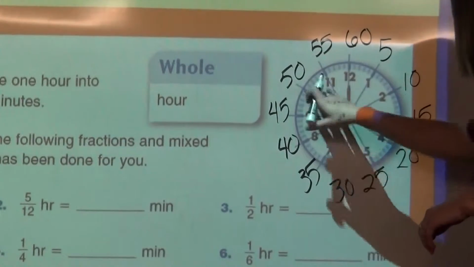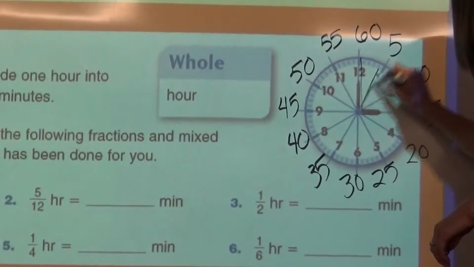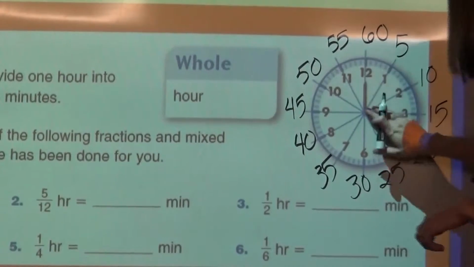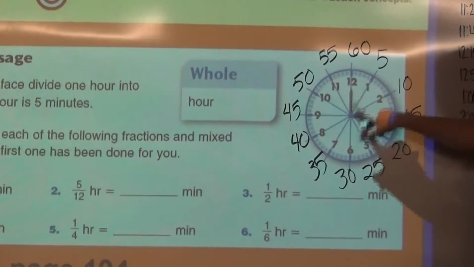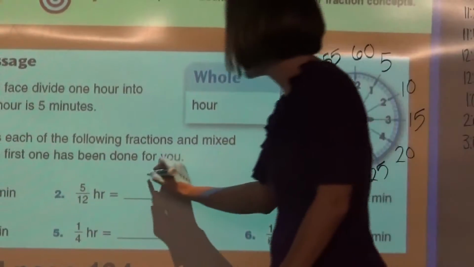So we've got this clock split into 12 equal pieces. And we know that 1/12, this little chunk here, is worth 5 minutes. So now, number 2, they want to know what 5/12 would be. So if we go over to the 5, it would be 25 minutes.